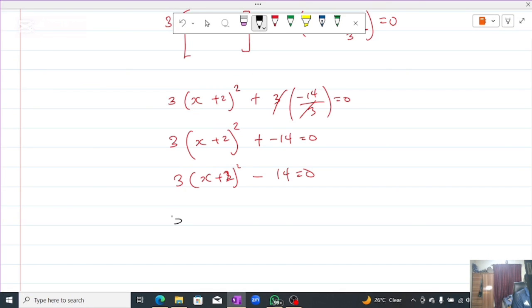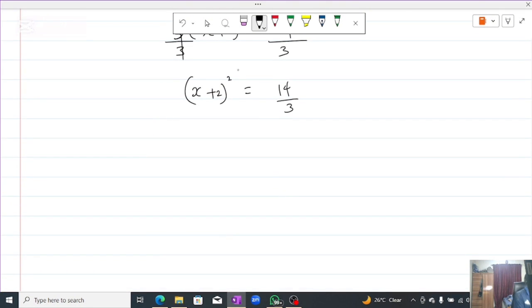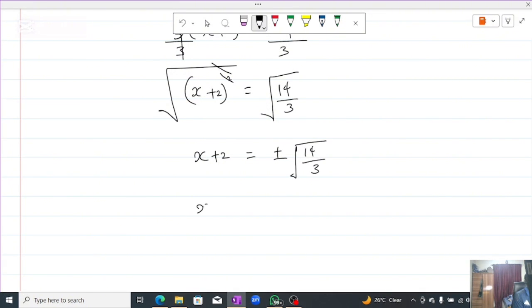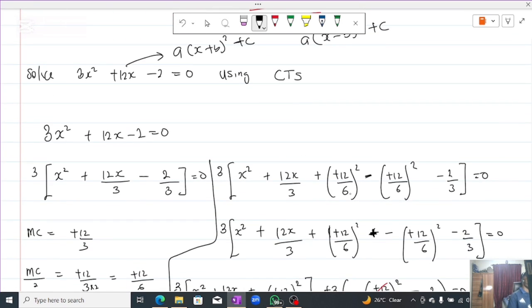So moving it, I have minus 3(x + 2)² = 14. Divided by 3, I have (x + 2)² = 14/3. So what is the next thing? Square root both sides. Then I have x + 2 = ± √(14/3), which is x = -2 ± √(14/3). And then you are done with the solving of the question.